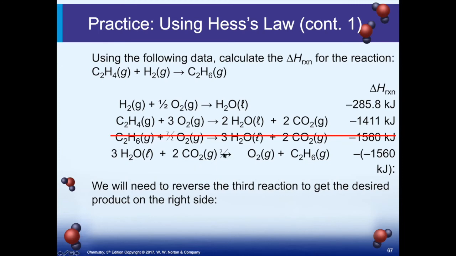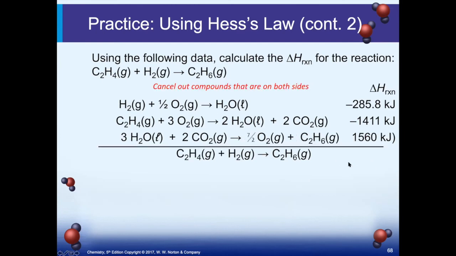Oops, and the 7 halves didn't move over quite well. I'll have to change that. But again, you see this 7 halves right here? That should be nudged over next to the oxygen. And that means I just need to change the sign on the delta H value. So that becomes a positive 1560. And then you just see if everything cancels out the way that you want it to.